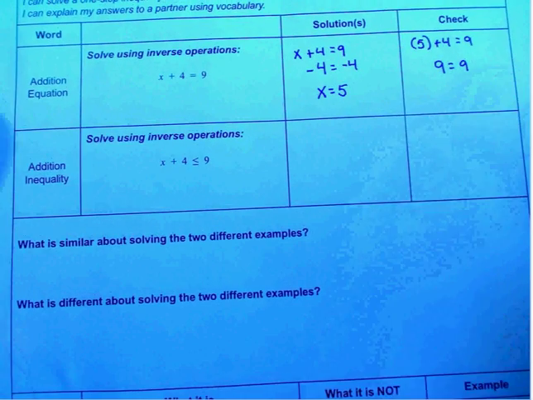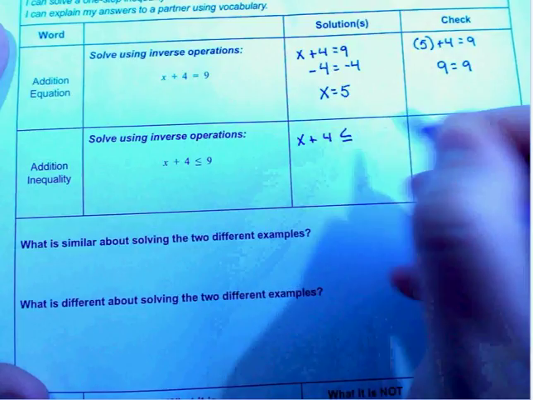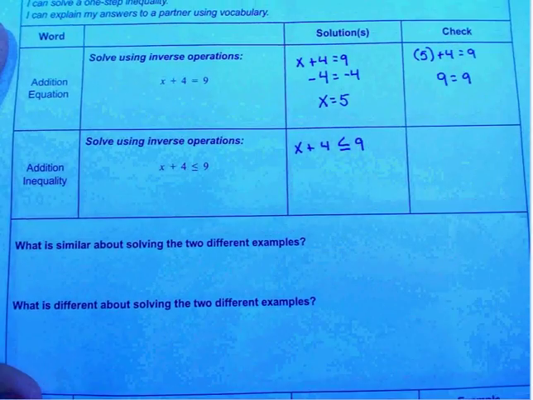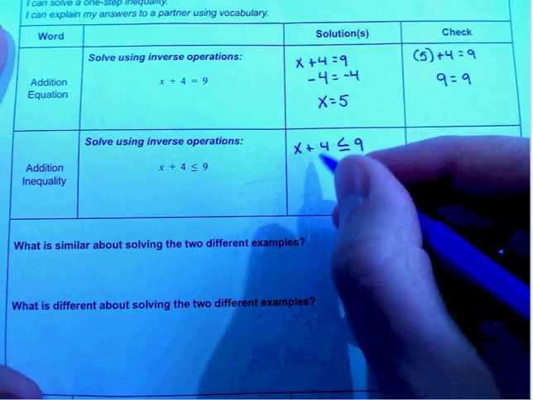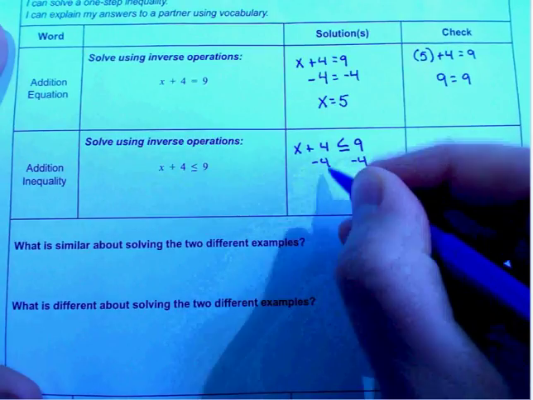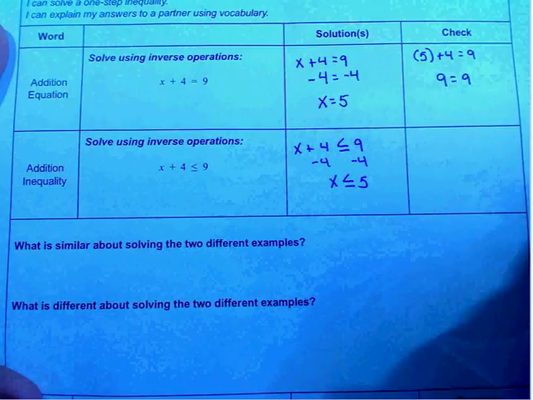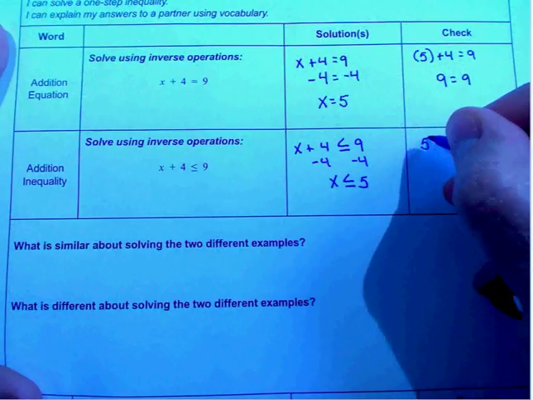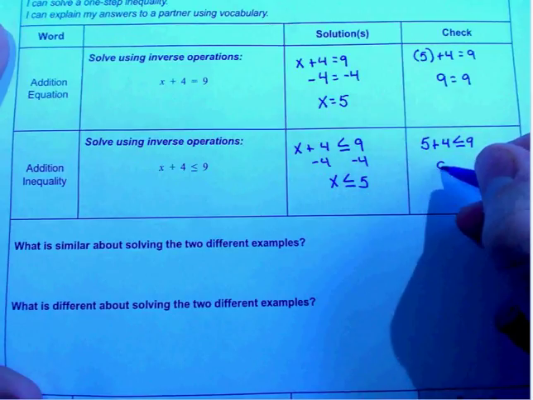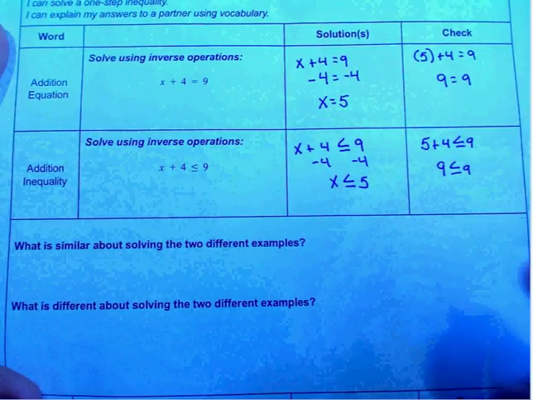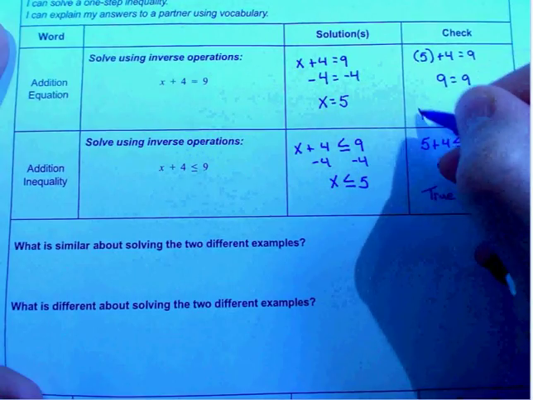Down here with an addition inequality, I have x plus 4 is less than or equal to 9. I'm going to use the exact same inverse operation. I'm going to subtract 4 from each side, and I get x is less than or equal to 5. Now I'm going to put it back in just like I normally would for a check. 5 plus 4 is less than or equal to 9. And 5 plus 4 is 9, and that 9 is equal to 9. So that means my statement is true. Up here, it's balanced.